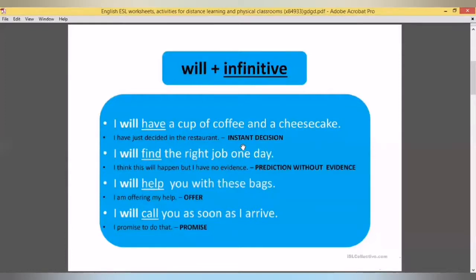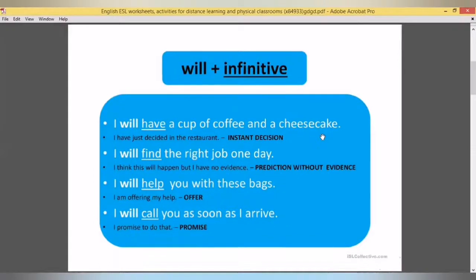All of us have drunk instant coffee. What is meant by instant coffee? Yes, so instant decision means that you take the decision at the moment, as we said. So you say, I will have a cup of coffee and a cheese cake. It means that I have just decided in the restaurant. Instant, right?